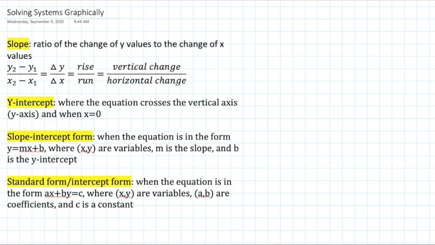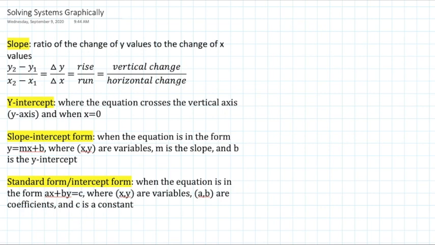You've probably also heard the phrase rise over run, and again, in other words, it's the vertical change over the horizontal change. So that is what slope is. It's a ratio between those changes of the vertical over the horizontal.